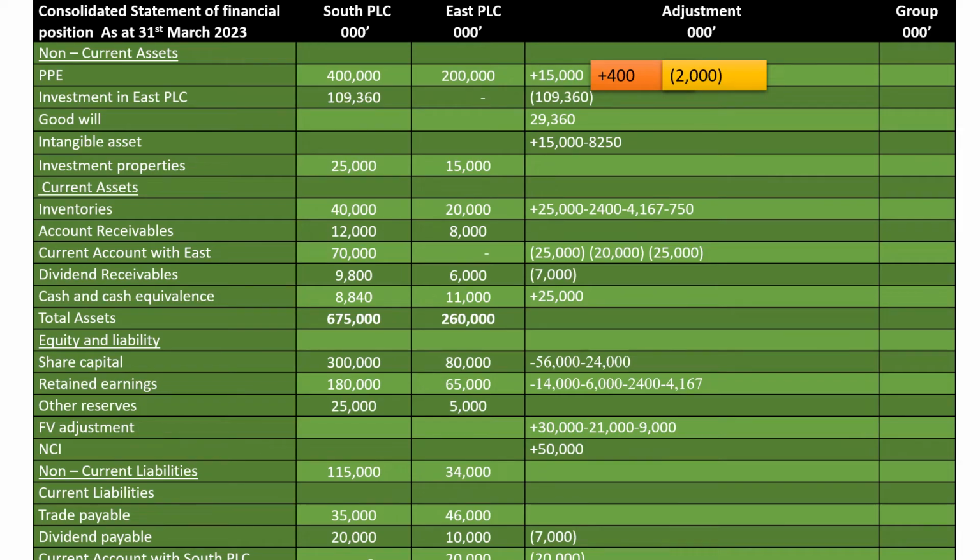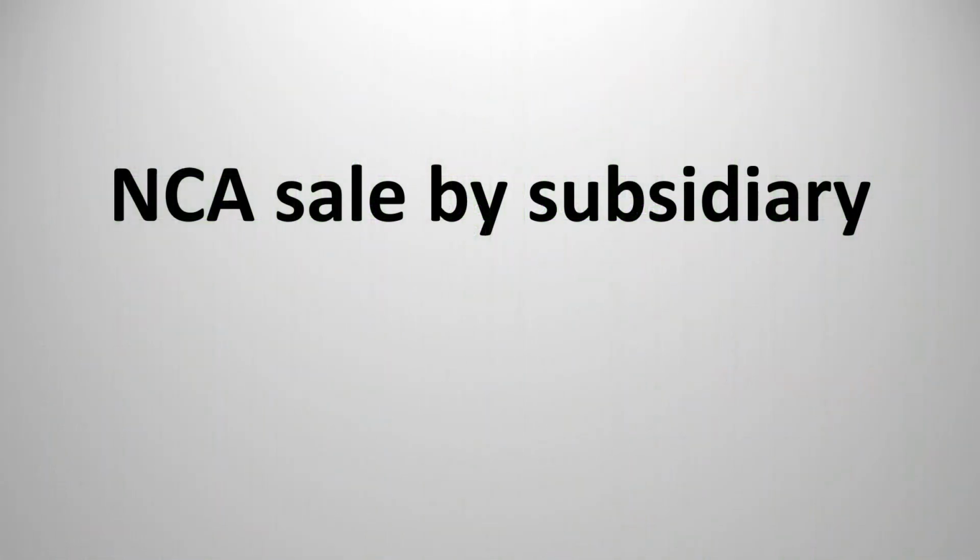You can remember that we have removed the unrealized profit in the consolidated income statement, as well as we have added back the over depreciation. Therefore, here we are going to do the same treatment to the consolidated retained earnings. Therefore, we are going to add back the over depreciation and we are going to remove the unrealized profit. The following adjustment focuses on non-current assets sale by subsidiary to the parent.